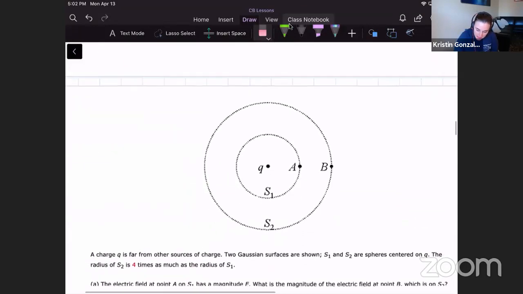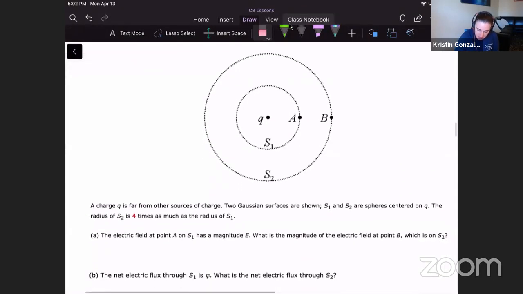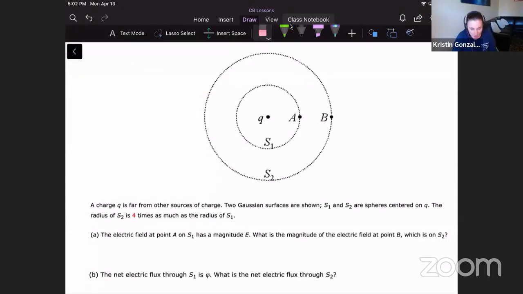So we're going to do a little bit more practice here. I have a charge Q that is far from all other charges, and we have two surfaces drawn here. These are two Gaussian surfaces, S1 and S2, and they are spheres centered on Q. The radius of S2 is 4 times the radius of S1. So I'll label this one R, and this one is 4 times that R.